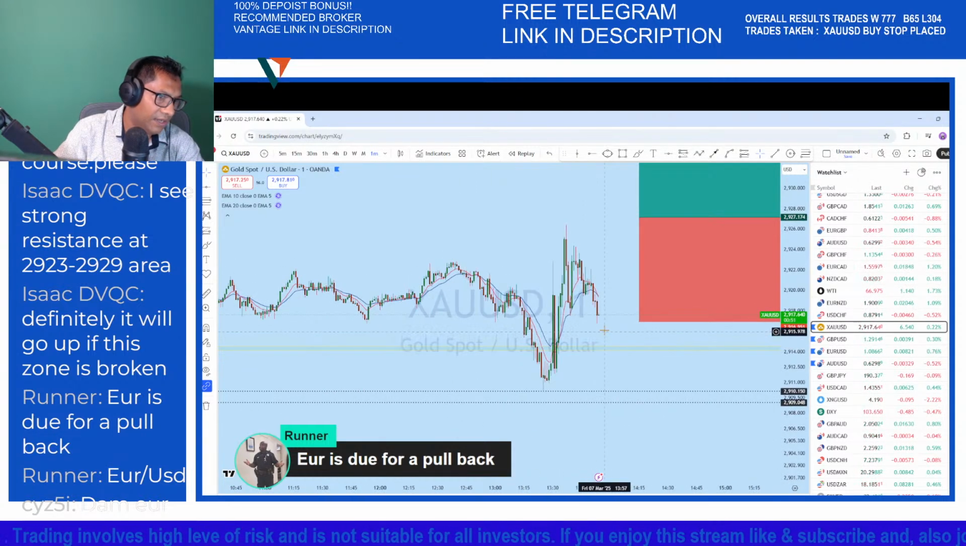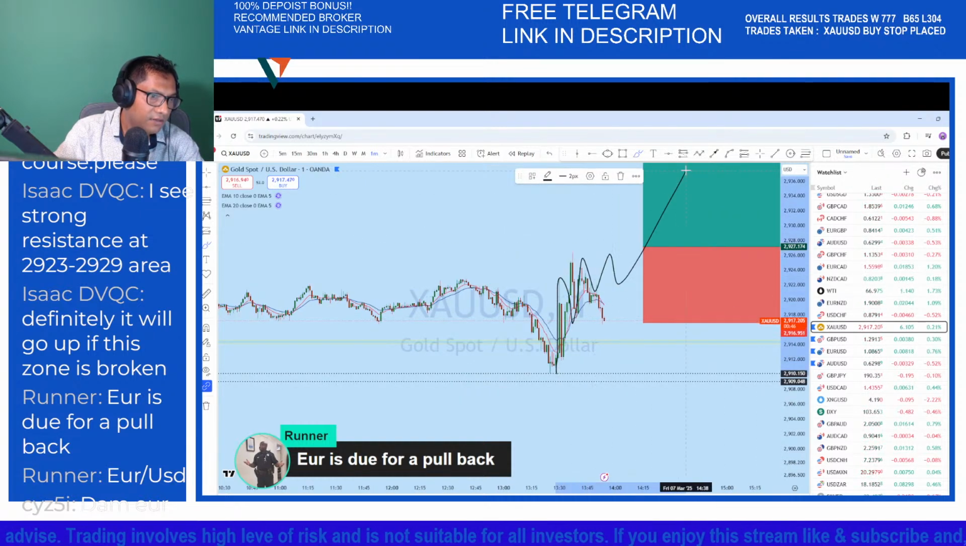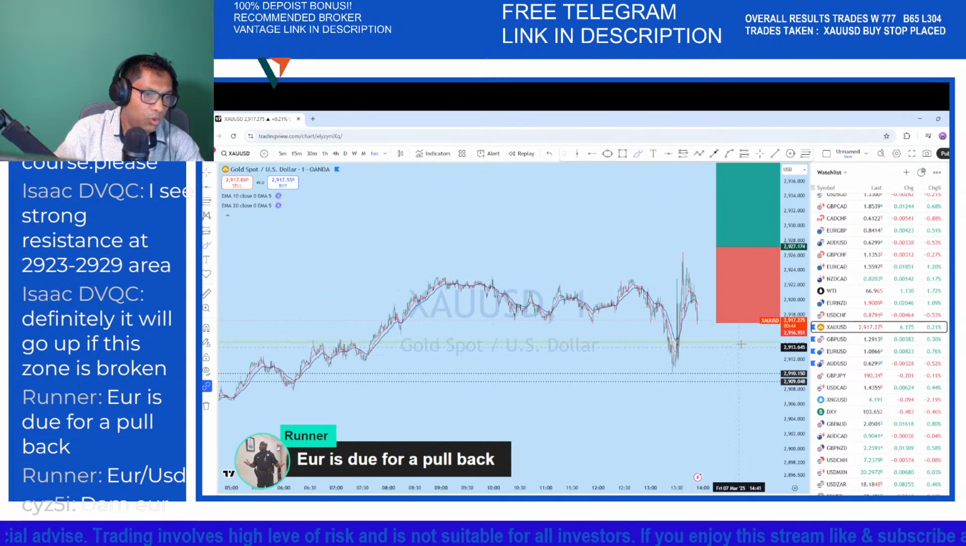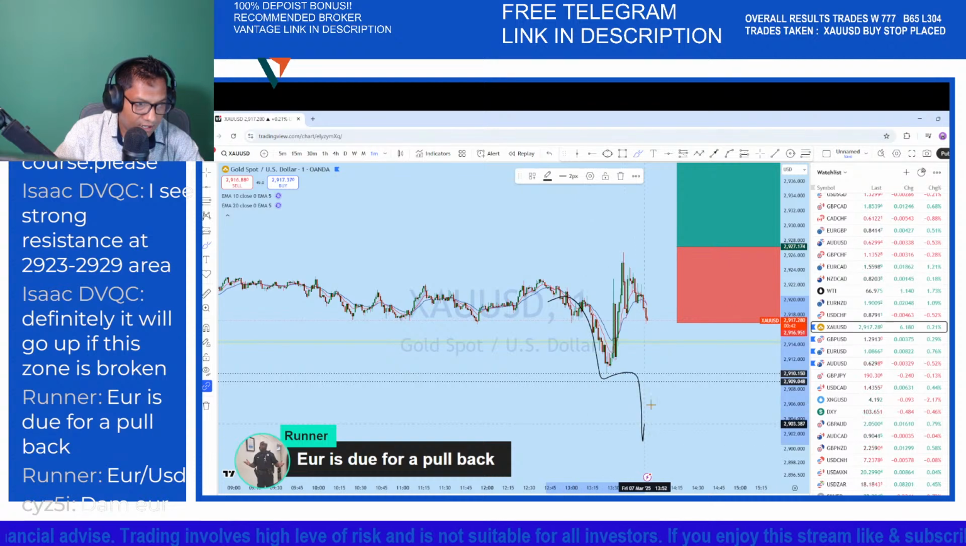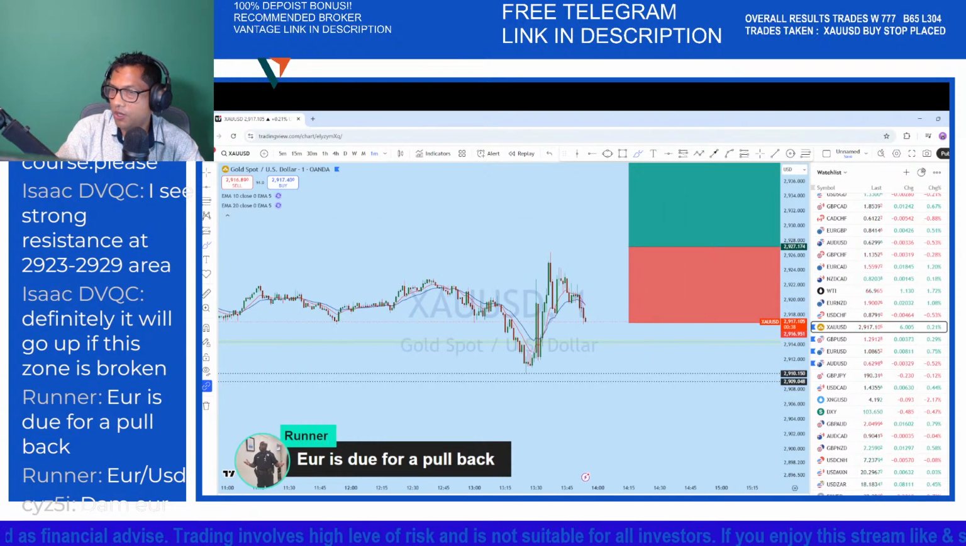So here currently this is a very choppy market. After news, we can expect a trend, but now it's not trending, so we have to wait for a breakout and then we can re-enter.